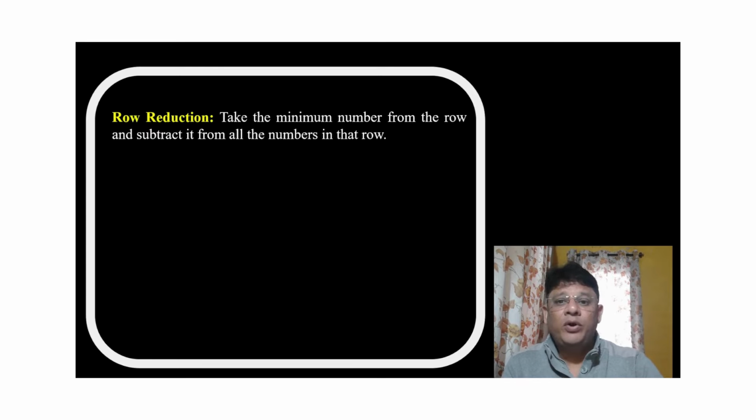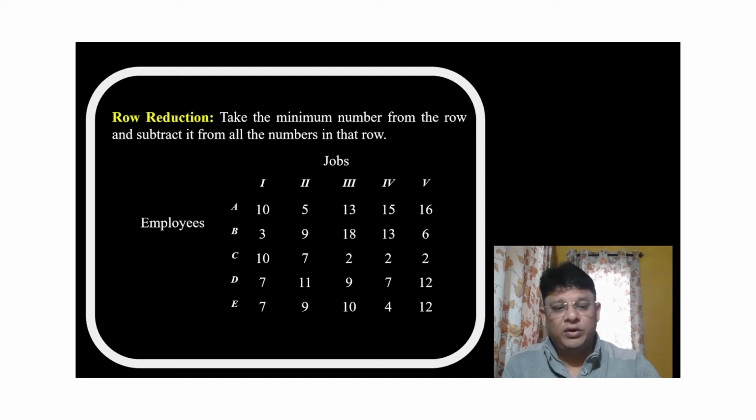Let's move on. Now in this case, the first step that we'll do is we'll go for the row reduction. Now what is row reduction? Let's just check. In case of row 1, you have basically 10, 5, 13, 15 and 16. Out of this, whichever is the lowest one, so 5 is the lowest, let's take 5 and reduce the rest of the numbers with 5, right?